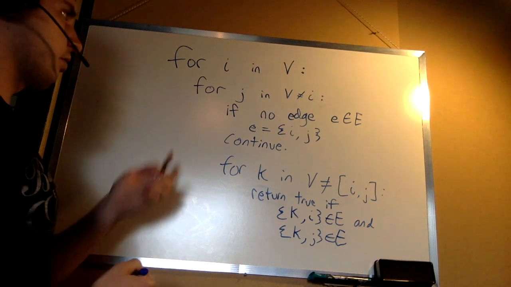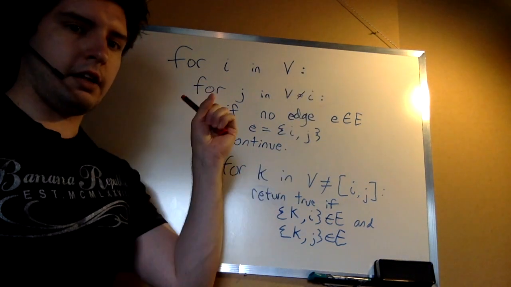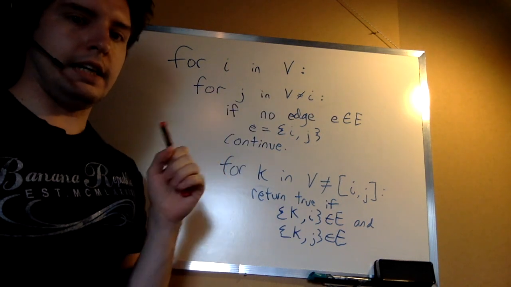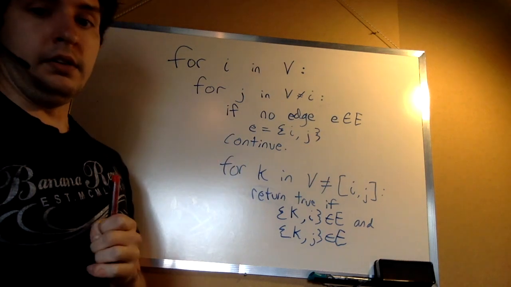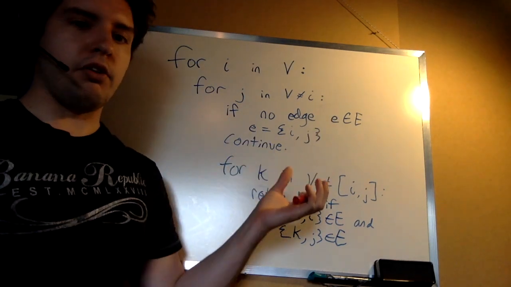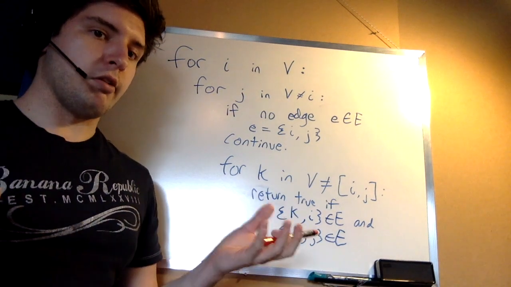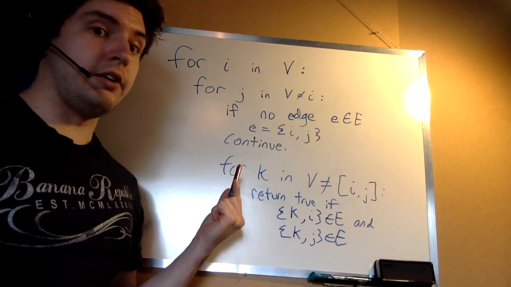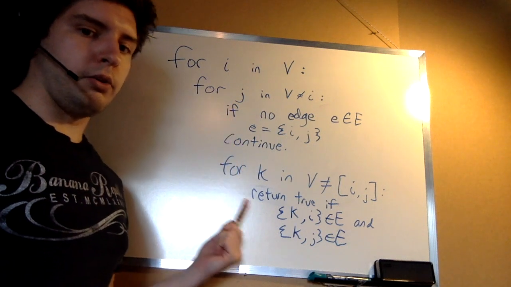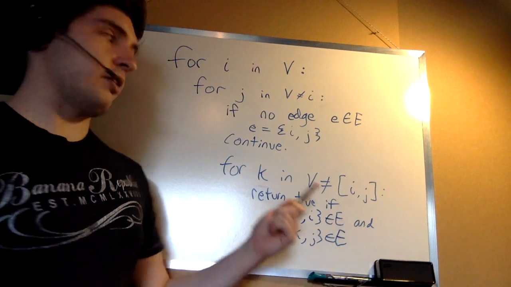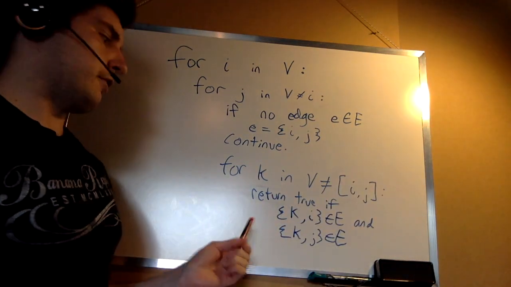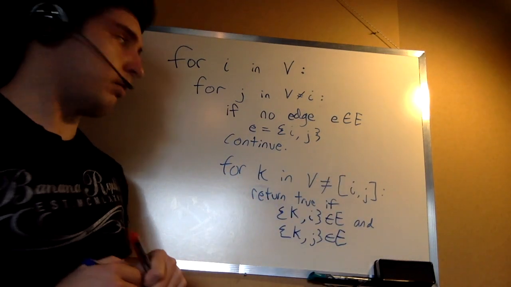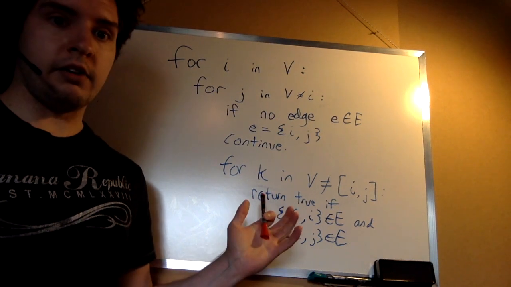So what we're doing here is we're looking through every vertex for I and V, and then every vertex that is not I, looping through it. And then if there's no edge connecting those two, then there can't possibly be a triangle that involves those two vertices. So let's just continue from that point. And then if there is an edge connecting those two, then we loop through all the other vertices that are not I or J. And if there's an edge also connecting that third vertex to both of those other two vertices, then that means we've got a triangle.